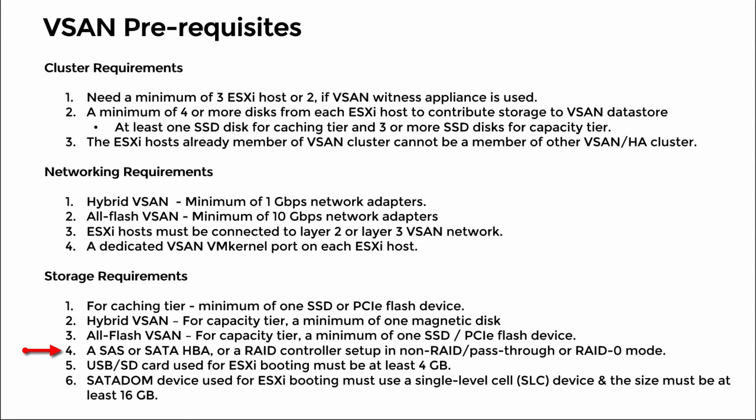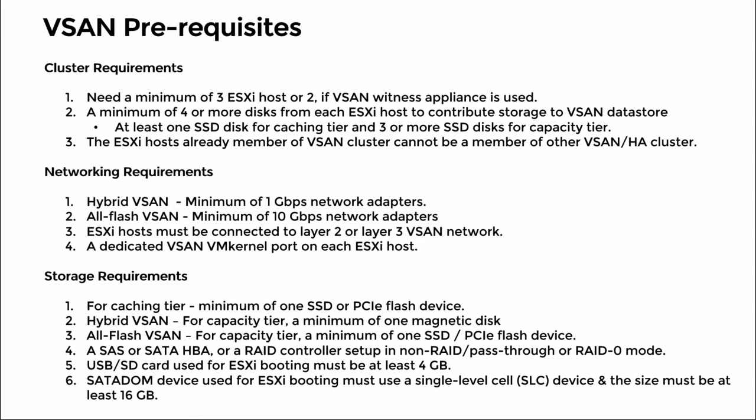If you are using a SAS or SATA HBA or RAID controller, you need to configure non-RAID pass-through or RAID 0. If the ESXi host is booting from a USB or SD card, then the size of the disk must be at least 4 GB. If the ESXi host is booting from a SATA DOM device, you need to use a single-level cell device, and the size of the boot device must be at least 16 GB.